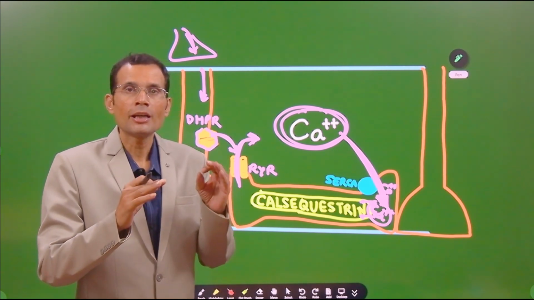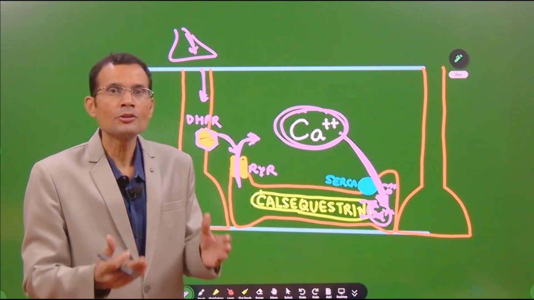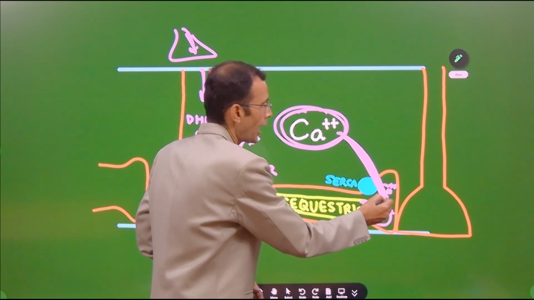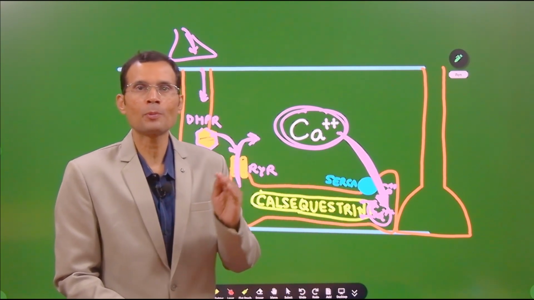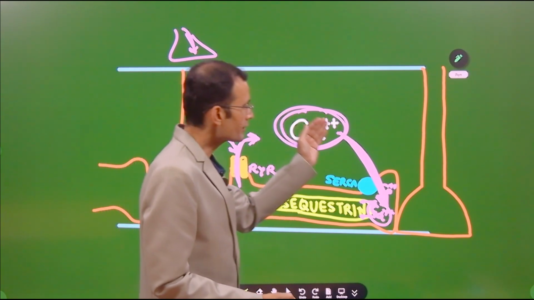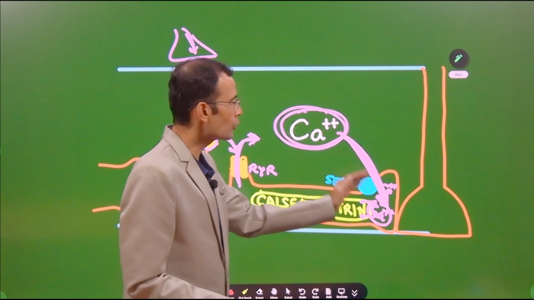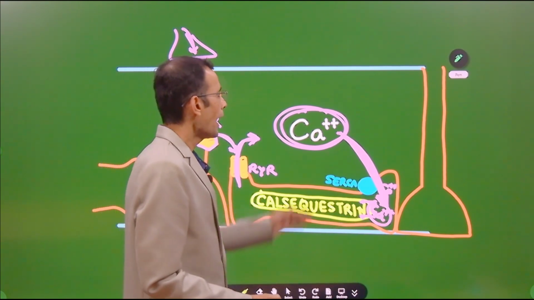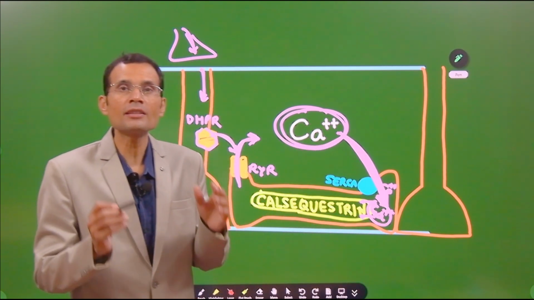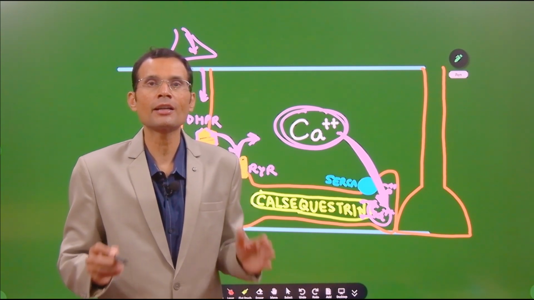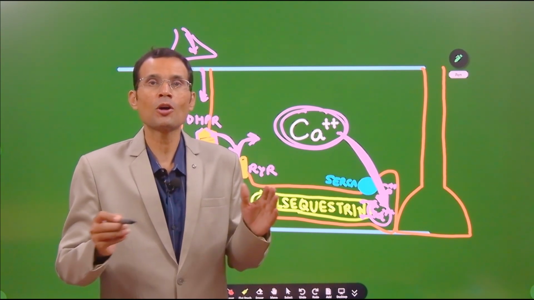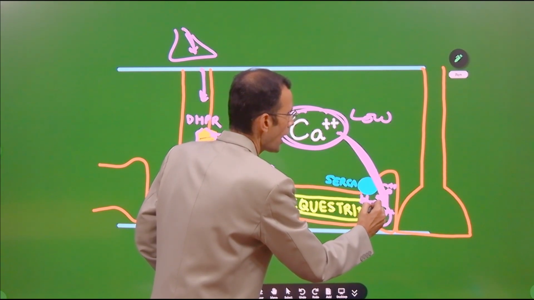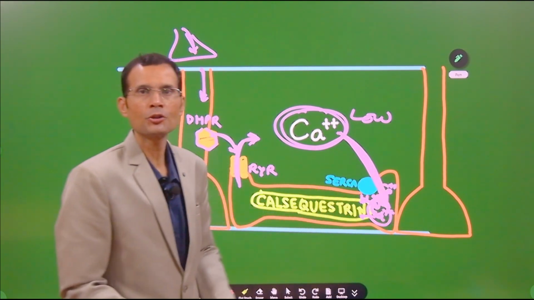Now, for the muscle to relax, this calcium has to be pumped out of the sarcoplasm. It has to be sent back into the L tubule, the storage sites, the terminal cisternae. And this calcium movement is against the concentration gradient. Against the concentration gradient means low to high, high in the L tubule.